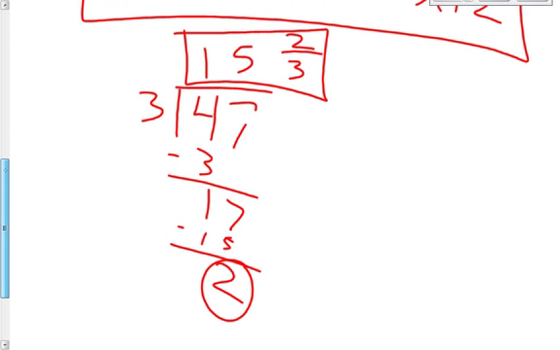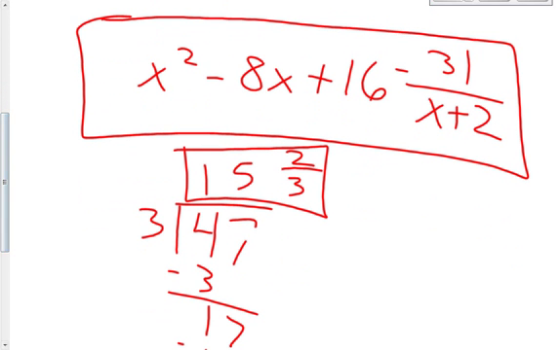So that is why whenever we get a remainder, all you have to do is put that remainder right over what the divisor is. And that's a sure way that you're going to get the right answer. Whenever you get a remainder, make sure you just put it over the divisor.